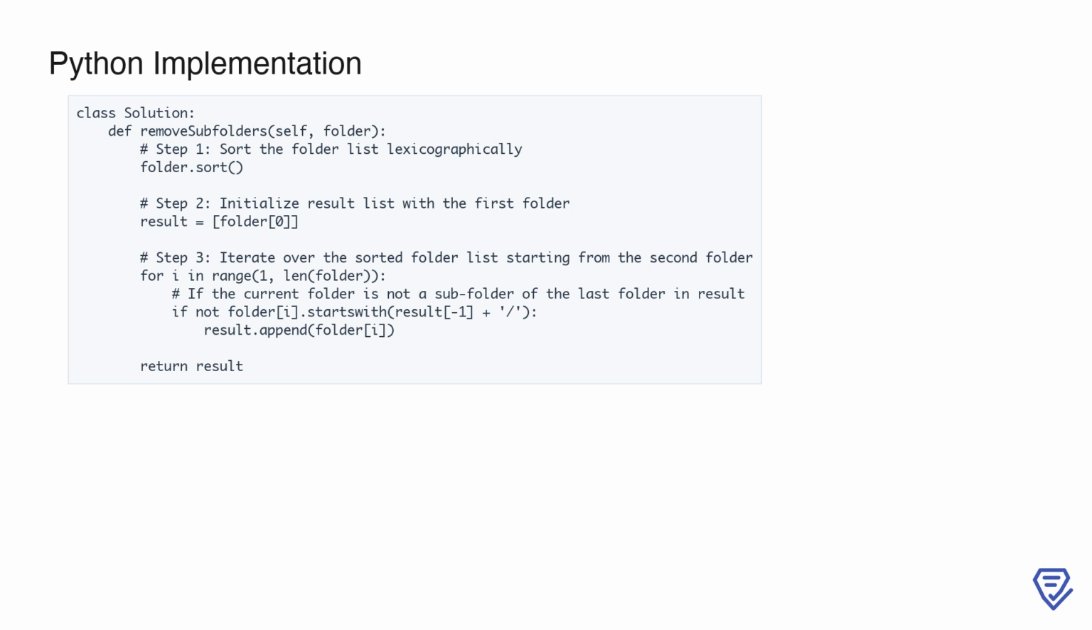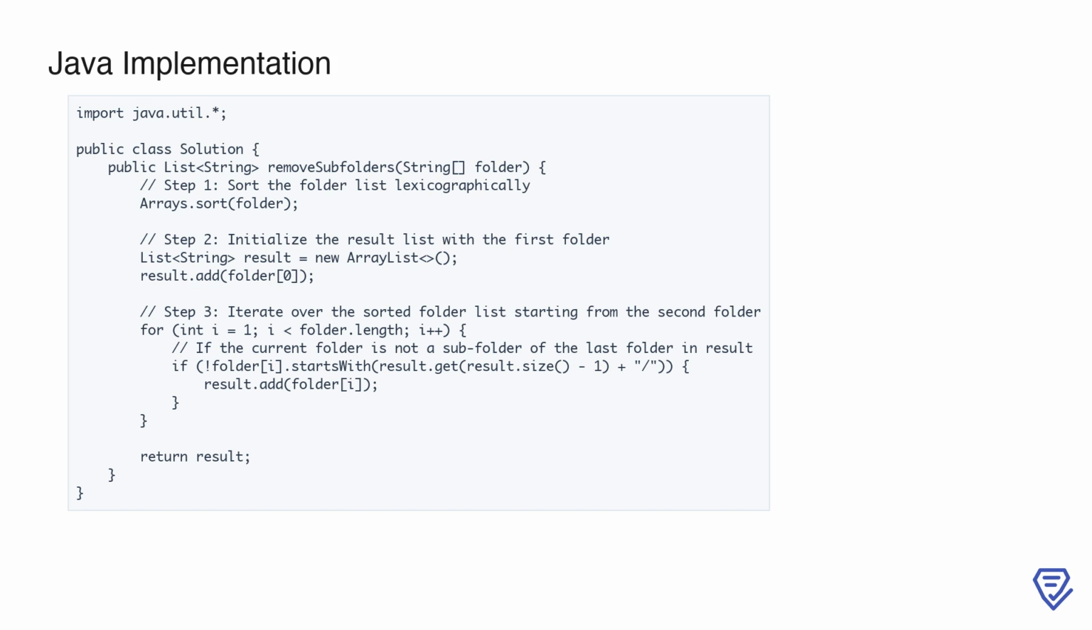relationships effectively. This is the Java implementation of LeetCode problem number 1233, remove subfolders from the file system. The solution mirrors the Python logic by first sorting the input array lexicographically and then iterating through it to filter out subfolders. Key differences include the use of Java-specific collections like ArrayList and the explicit type declarations required in Java. The startsWith method is used to check if a folder is a subfolder, and the plus operator concatenates strings. The result is returned as a list of strings.